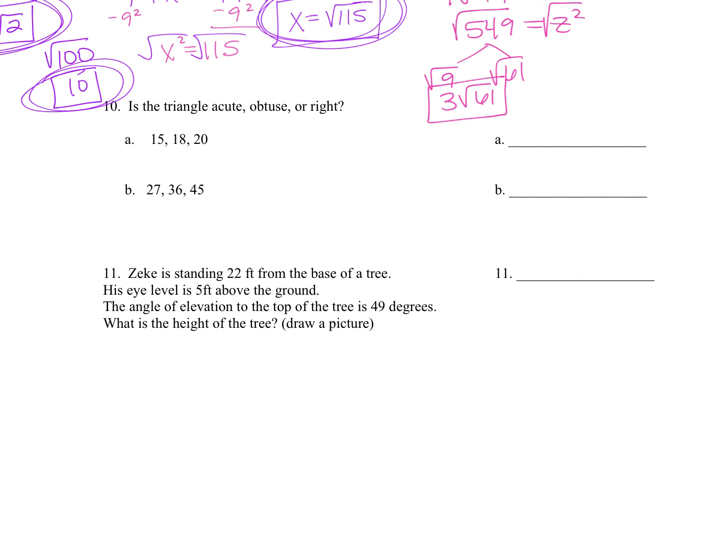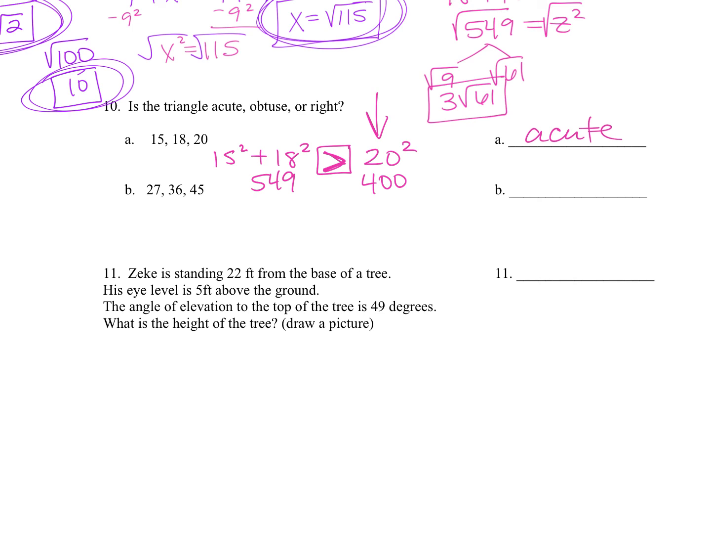Pythagorean Theorem, okay? So we're going to plug it in. 15 squared plus 18 squared somehow relates to 20 squared. So plug that into your calculator. 15 squared plus 18 squared is 549. Same number as the last one. 20 squared is 400. So 549 is bigger than 400. Here's my c squared. When c squared is smaller, it's acute. If c squared was bigger, then it's obtuse, right?